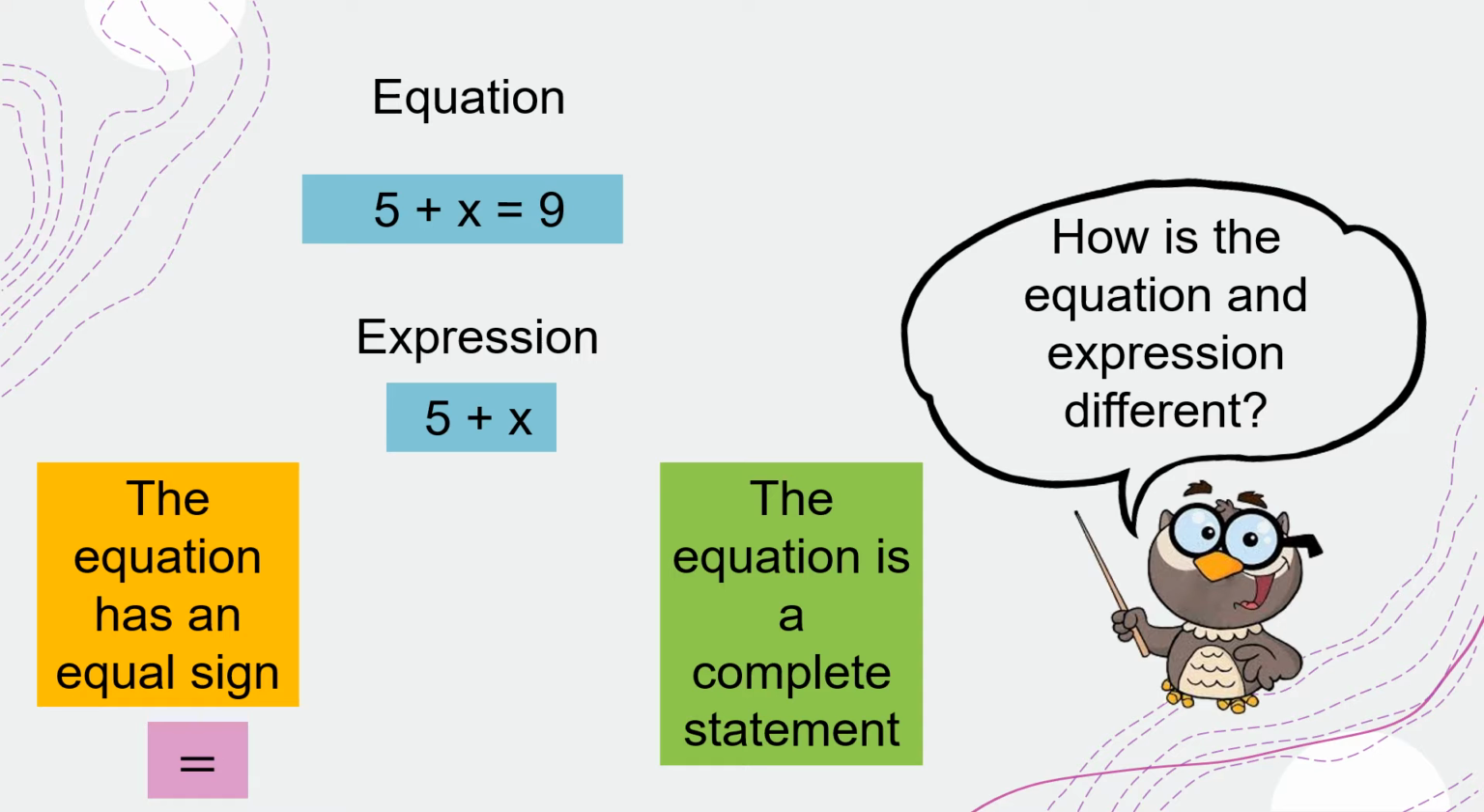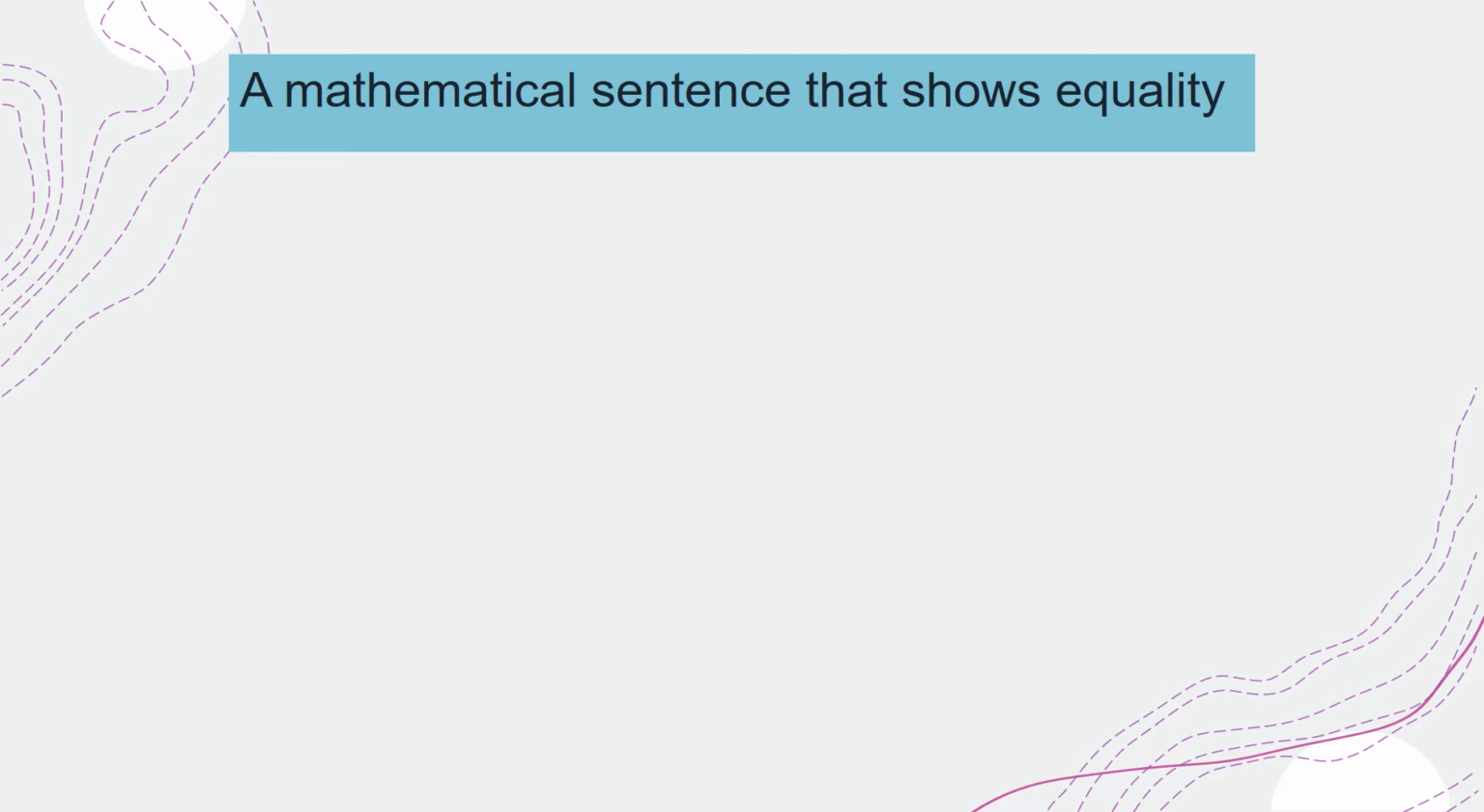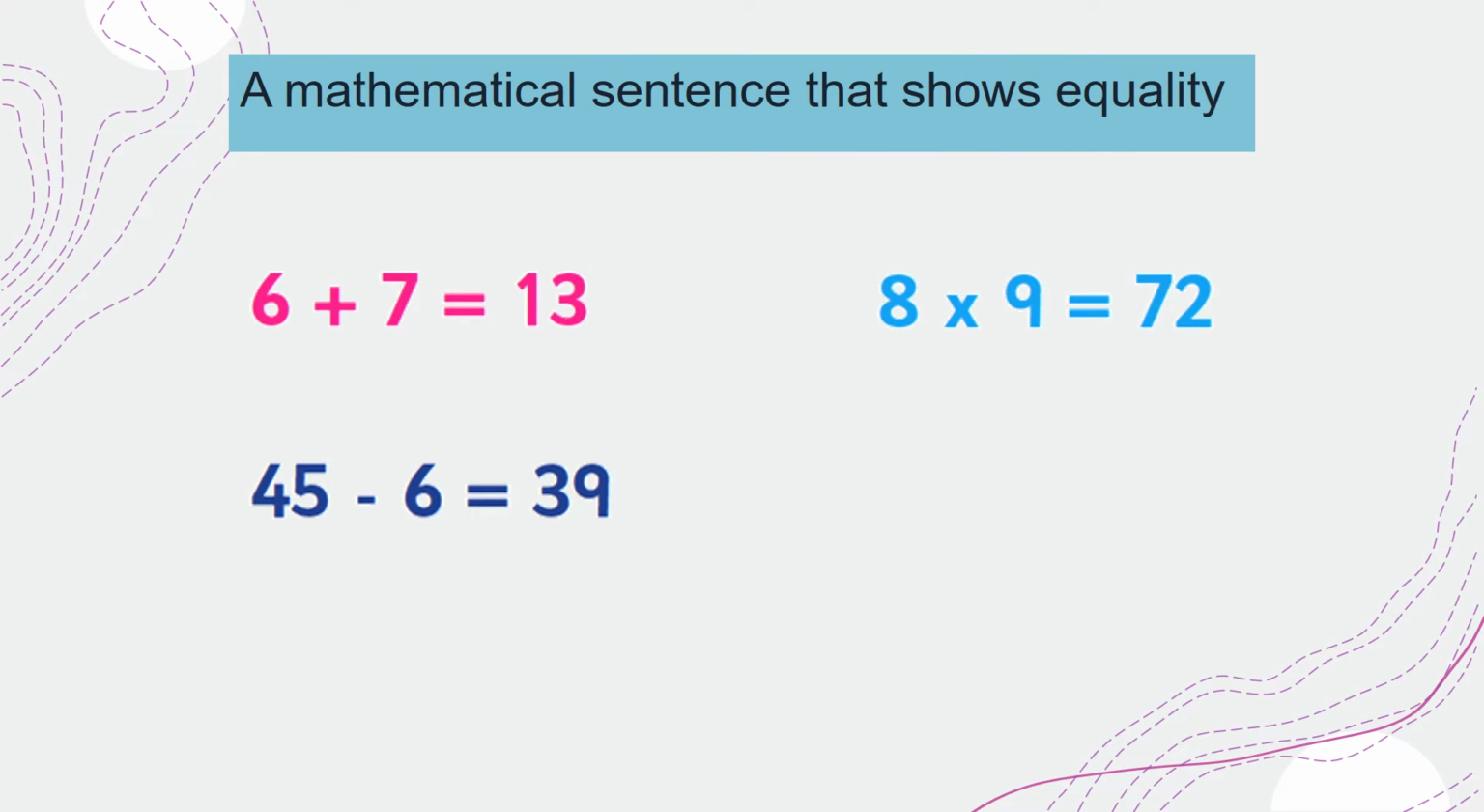Let us see if our definitions match. We can say that an equation is a mathematical sentence. It tells us that two quantities or expressions are equal. Here are some examples. When 6 is added to 7, the sum is 13. If we subtract 6 from 45, the difference is 39. 8 multiplied by 9 is 72. 48 divided by 8 is equal to 6.